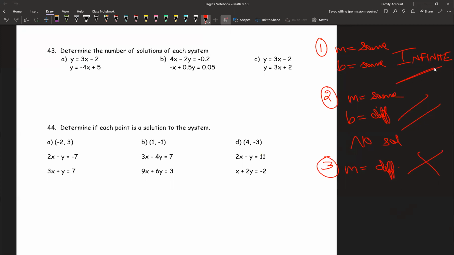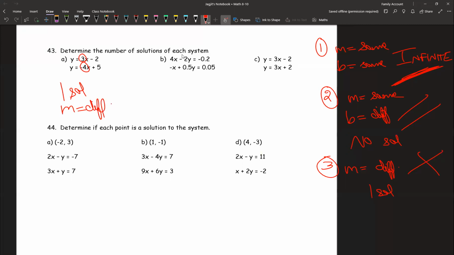Infinite means it's exactly the same graph, so they're intersecting at infinite points. This will only have one solution. Those are the three strategies we're going to use. You can clearly see you have a different slope. So straight away, you will have one solution, because slope is different. You don't even need to do much here.